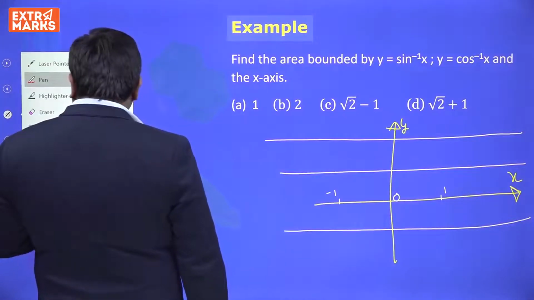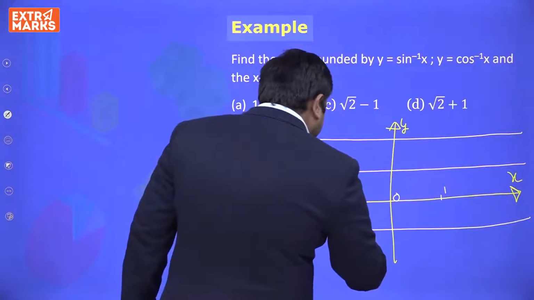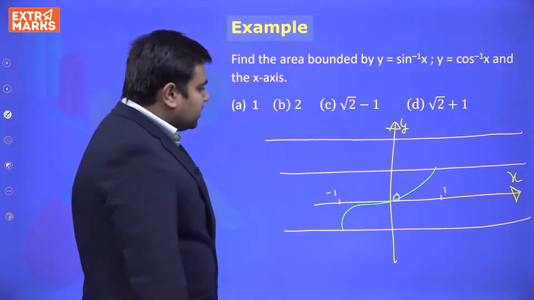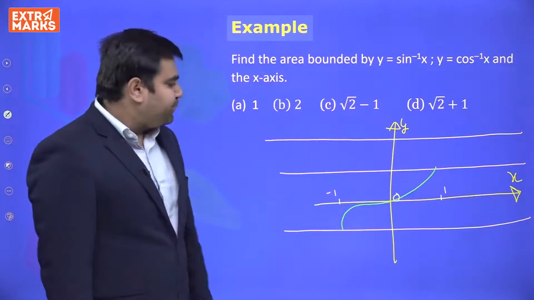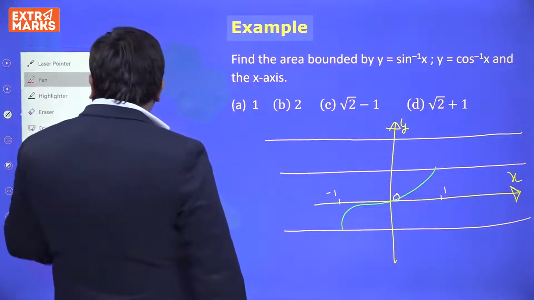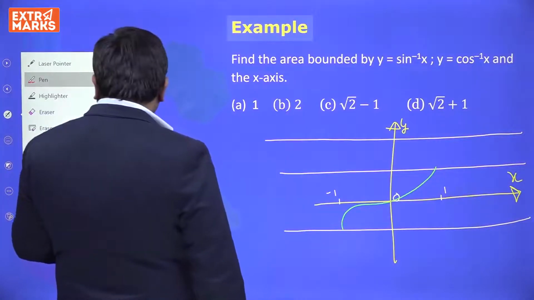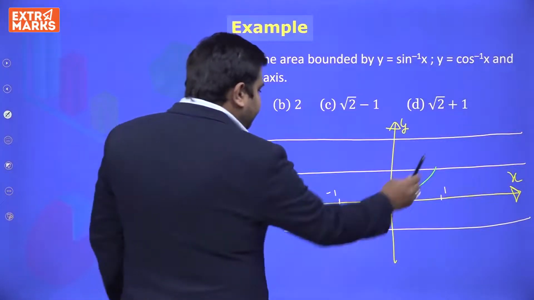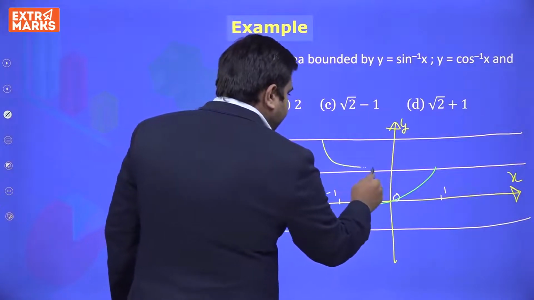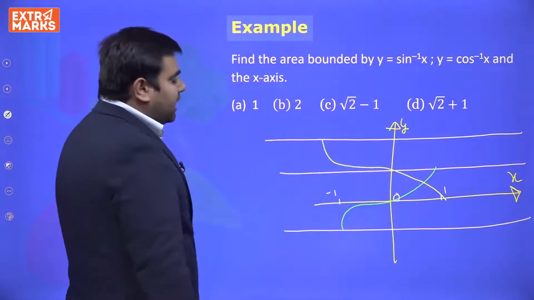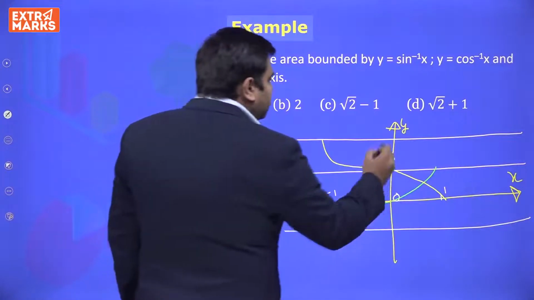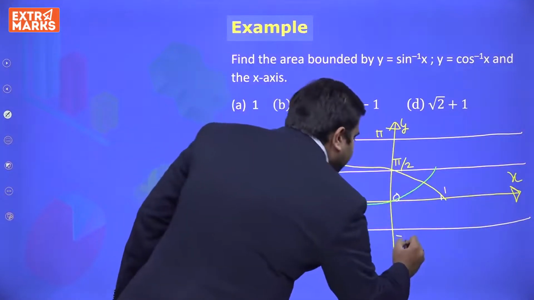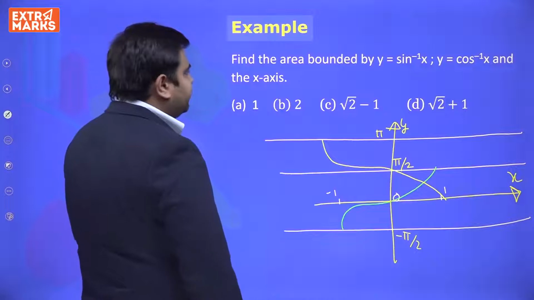So let's plot the curve first. This is the graph of sine inverse x. Now on the same scale, I wish to draw the graph of cos inverse x. On the same scale, I would be constructing the graph of cos inverse x. So this is the graph of cos inverse x. Now this is pi by 2, this is 0, and this is minus pi by 2.